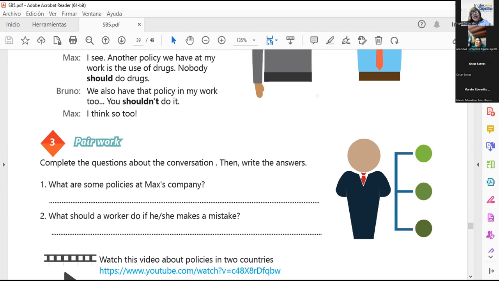Don't worry. I don't know if you listened to me, what I said before. I said that two policies we had already, well, three with Marvin's. A worker shouldn't be late. Workers shouldn't use drugs. That is what Ana Silvia said. Now, Marvin said that workers should wear uniform. Always, right? We have three. That's it, or we continue with more?